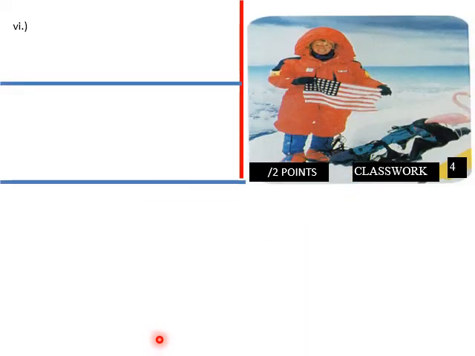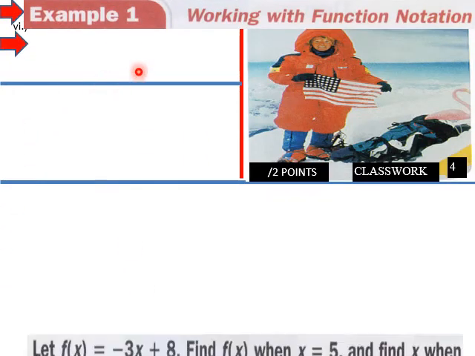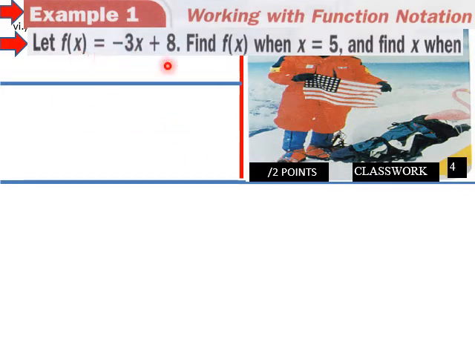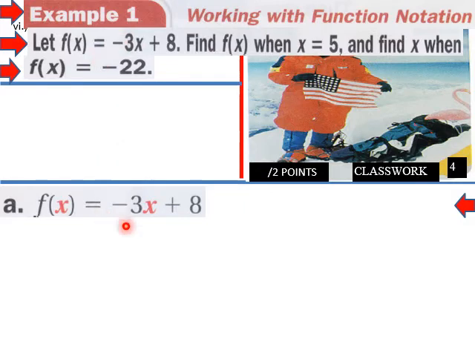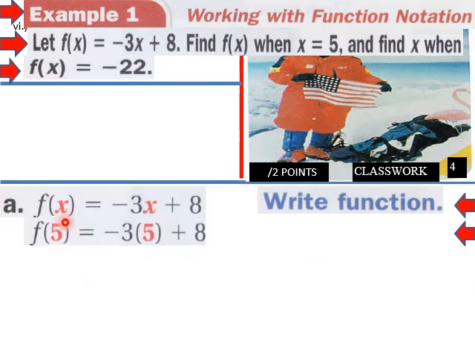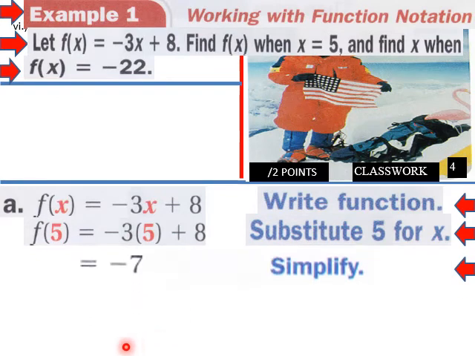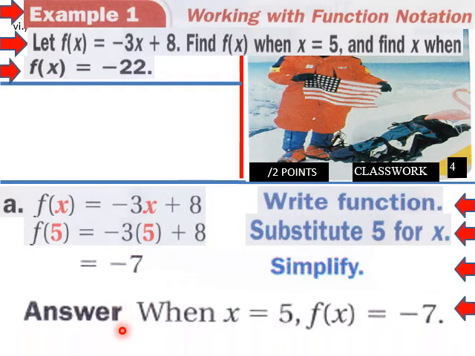Okay, into our first example today, working with function notation. f of x equals -3x plus 8. Find f of x when x equals 5, and find x when f of x equals -22. So for part a, f of x equals -3x plus 8. Write the function, and then we plug in 5 for x, and for f of 5, what do we get? We get -7. So when x equals 5, f of x equals -7.